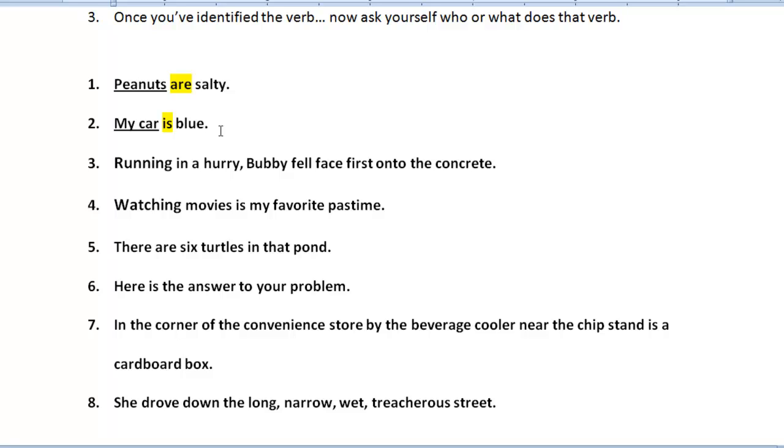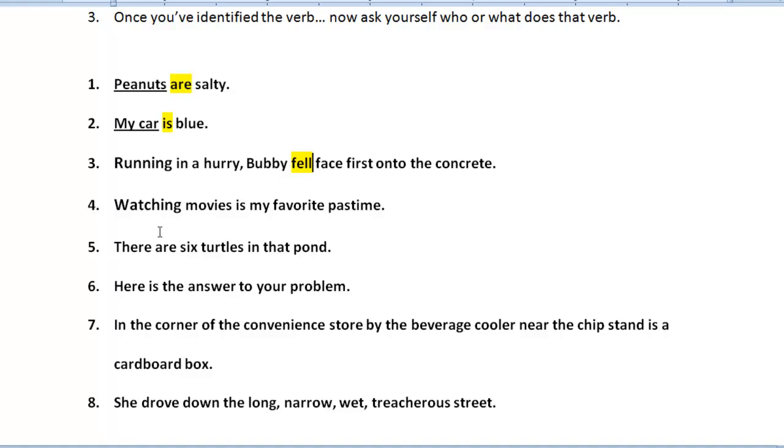Running in a hurry, Bubby fell face first onto the concrete. You might instantly say to yourself, well, running is an action word, therefore it's the verb, done. But it's not. Change the tense of the sentence and see what happens. Running in a hurry, Bubby falls face first onto the concrete. Or Bubby will fall face first onto the concrete. The word that changed in this sentence was this word, fell. This little bit back here, running in a hurry, did not change tenses.